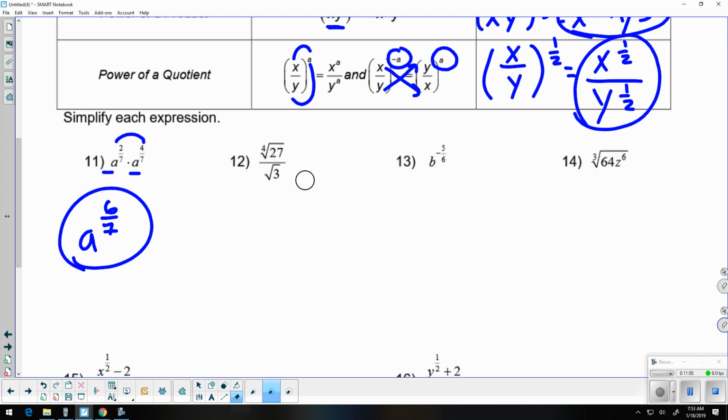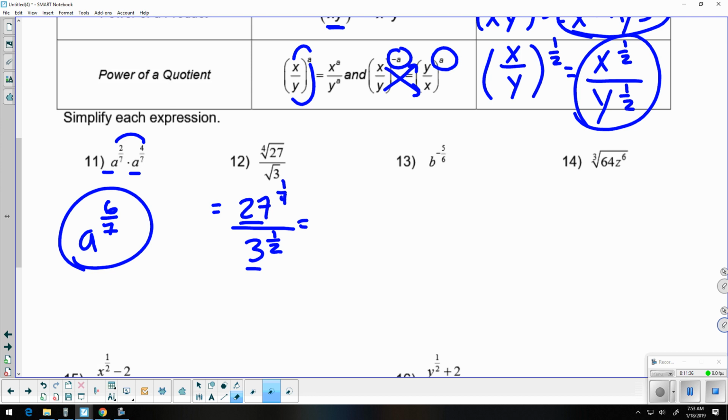So here's what I'm going to do. I'm going to rewrite these in rational exponent form. As a rational exponent on top, this would be 27 to the 1/4. On the bottom, that's 3 to the 1/2. Now, again, I do want to get rid of the radical on the bottom, which I'm going to, but I also need the same base. We've got 27 and we've got 3, right? We don't have the same base. So let me rewrite this.